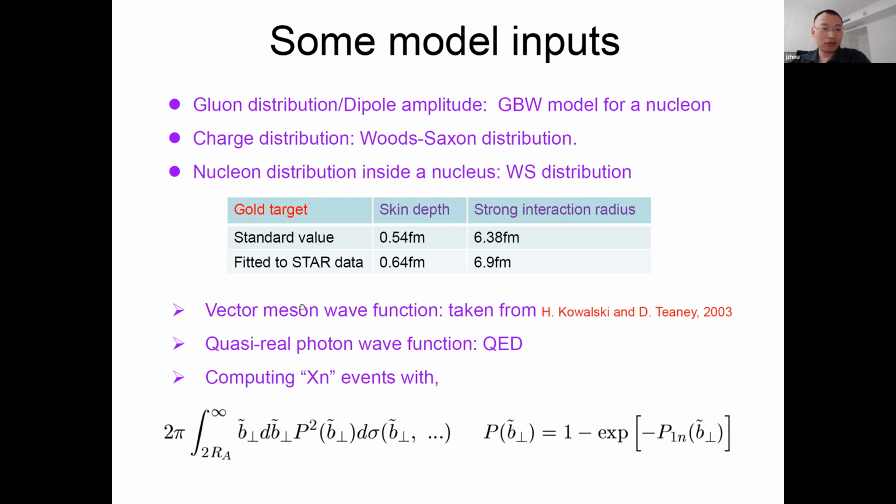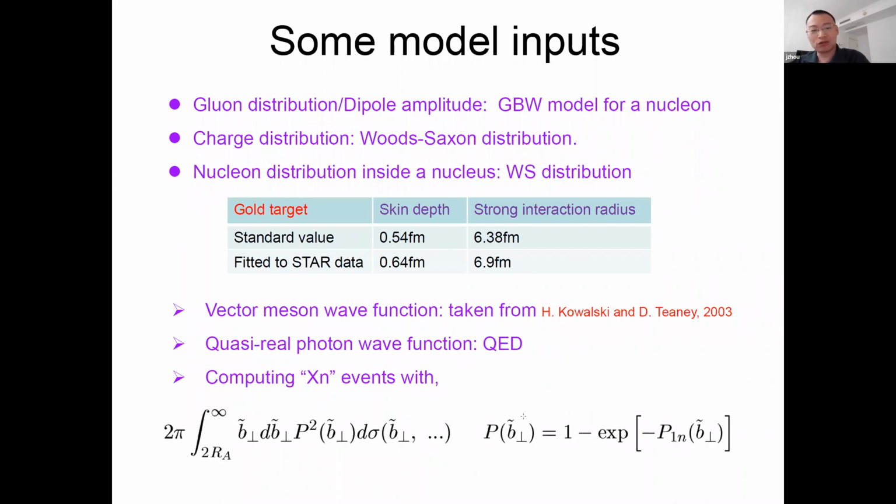For the vector meson wave function, we take it from this article. It fits the HERA data well. The photon wave function is computed in QED. Some measurements measure the rho production cross-section together with double electromagnetic excitation in both ions.